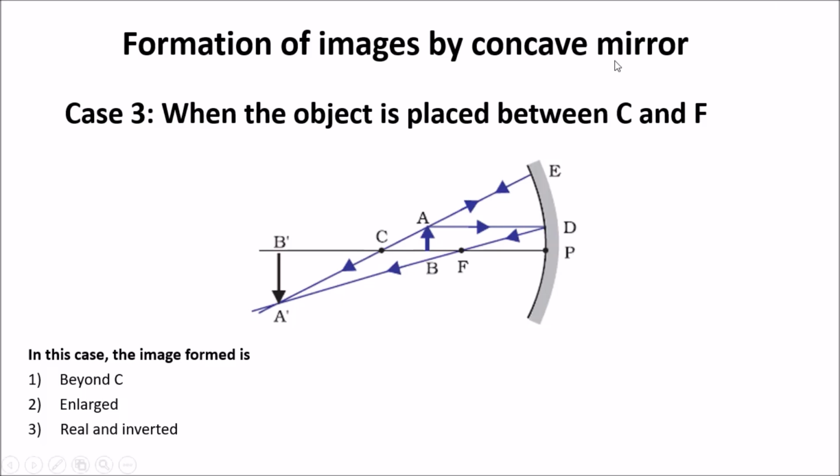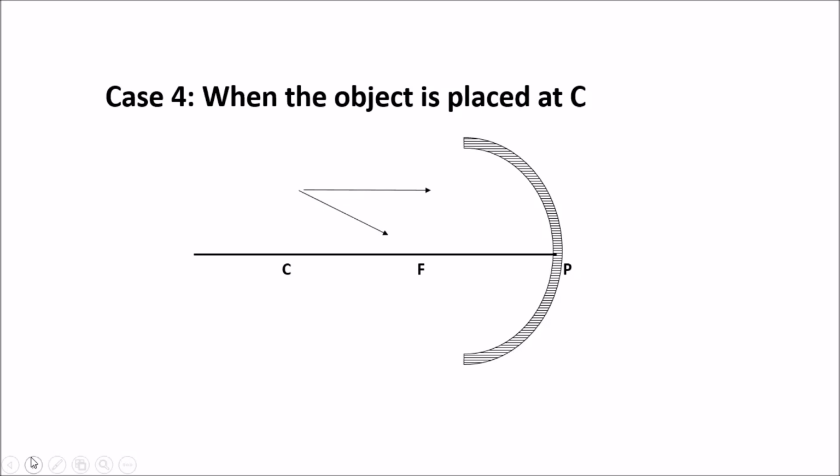So as we discussed, case 3 was between C and F. So case 4, yes, you have guessed it correctly. Now we are going away from the mirror. So the next position is the center of curvature. So case 4 is when the object is kept at the center of curvature. When we keep the object at the center of curvature, this time we can't use rule 3. So we'll use rule 1 and rule 2.